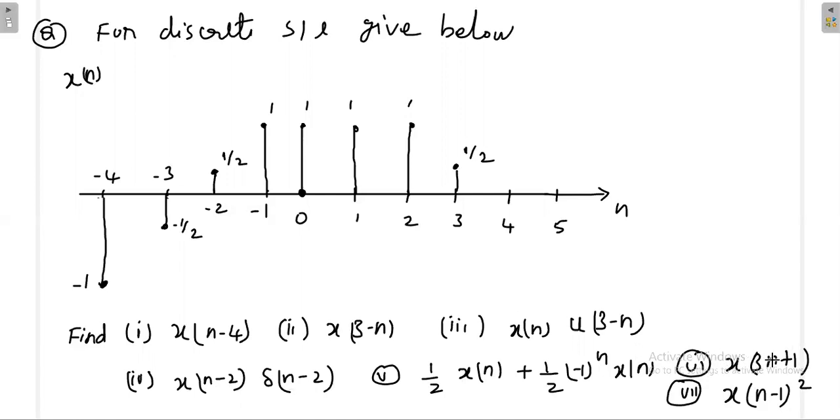In the problem x of 3n plus 1, we are applying the scaling operation, the scaling in the discrete domain. So now we'll see them one by one.